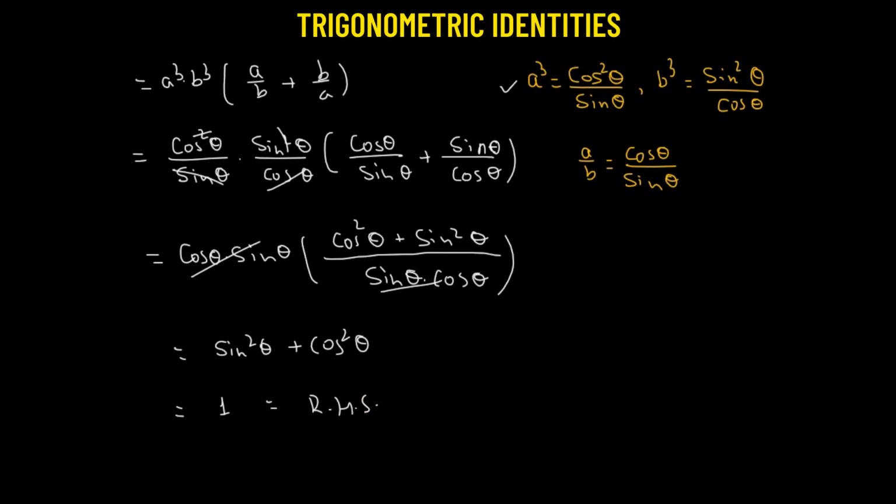Hence we have successfully shown that our expression a squared b squared times a squared plus b squared equals 1, whenever a cube is given by cosine squared theta over sine theta, which is actually the reduced form, and b cubed is sine squared theta over cosine theta.